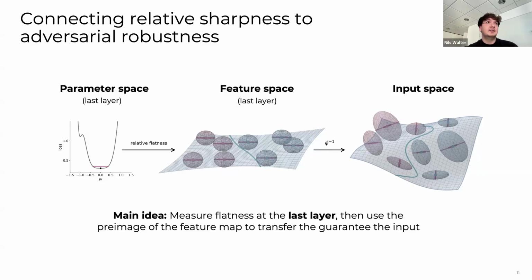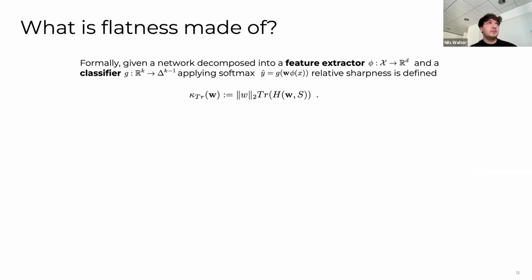Next, I want to argue why this is even possible: that we decompose the network into a classifier and a feature extractor to make a statement about the input space by only measuring the geometry of the weight space in the very last layer. So first of all, we want to understand what this flatness, this relative flatness, is actually made of. So for a given feature extractor and a classifier, which applies a softmax. Here, softmax is very important that we consider this. This is the basic definition of the relative sharpness measure.